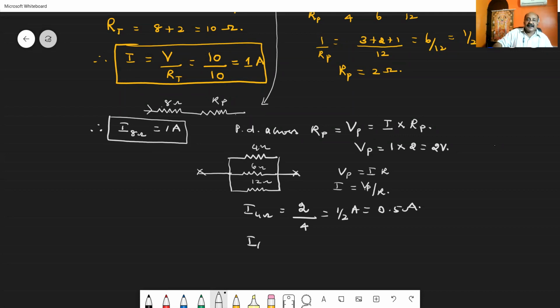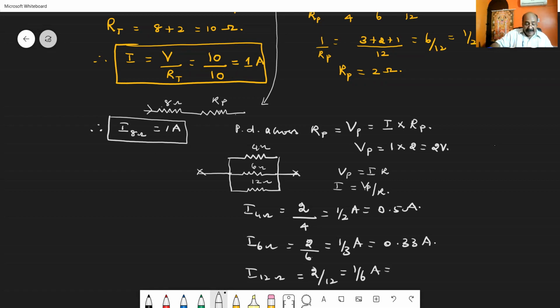Similarly, what is the current through 6 ohm? Again, I use the same formula, Vp by R, 2 divided by 6. 2 by 6 is 1 by 3 ampere. 1 by 3 is 0.33 ampere as the answer. Similarly, what is the current through 12 ohm? The current through 12 ohm is 2 divided by 12, that is 1 divided by 6. 1 divided by 6 is 0.166, so let us write 0.17 ampere.